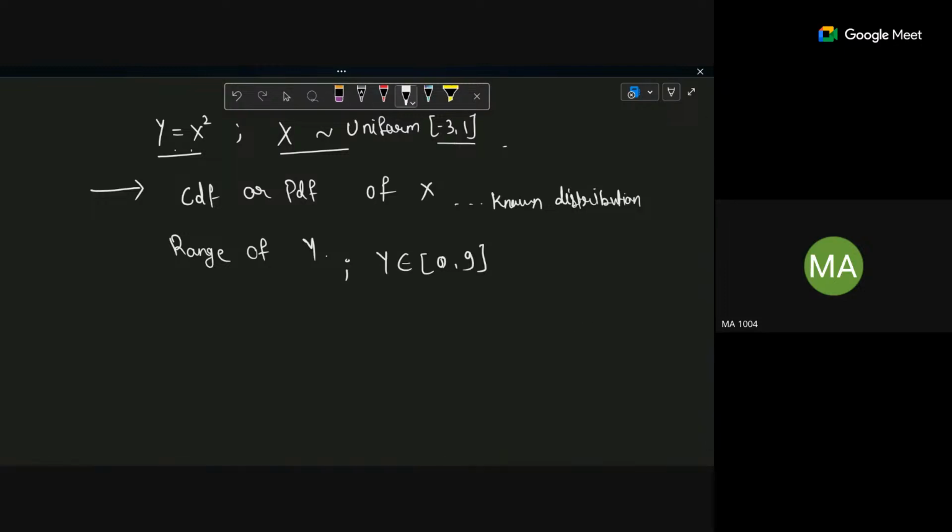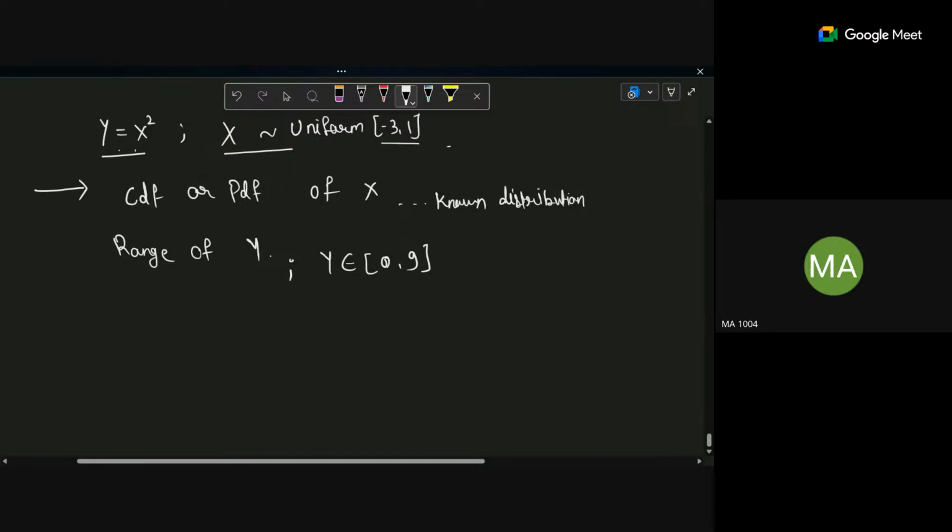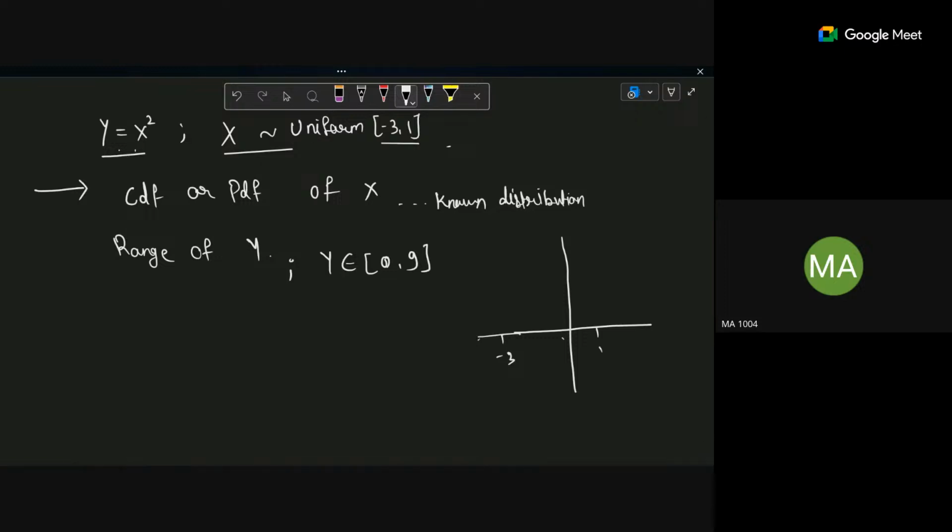See, if you know the function given, for example x square or x cube, then I would suggest you plot it. That will give you some clarity. Let's say somewhere here it is -3 and somewhere here 1 and 0 here. So your graph will be somewhat like this, not this sharp.